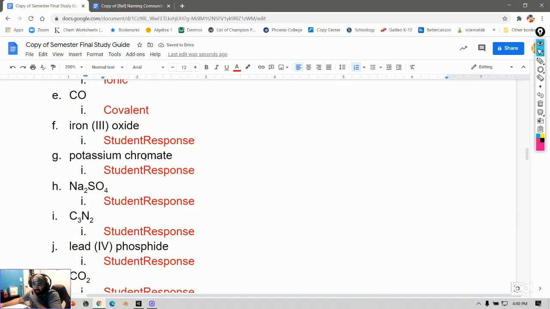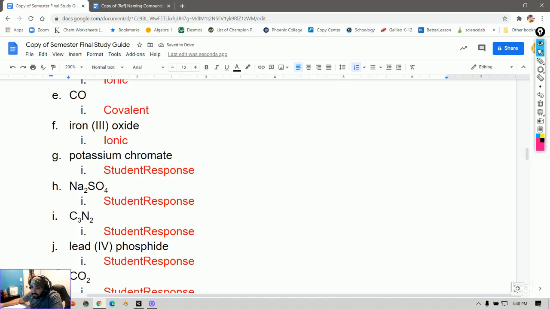And then some things that are just dead giveaways to ionic compounds. If you see a Roman numeral, that's for sure a metal, and oxygen is a non-metal. So this, you don't even have to look it up. This is covalent. Sorry, ionic. This is ionic because it's a metal and a non-metal.